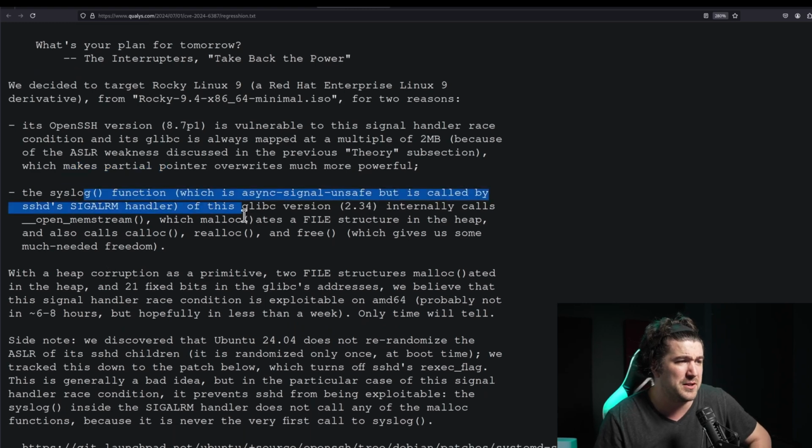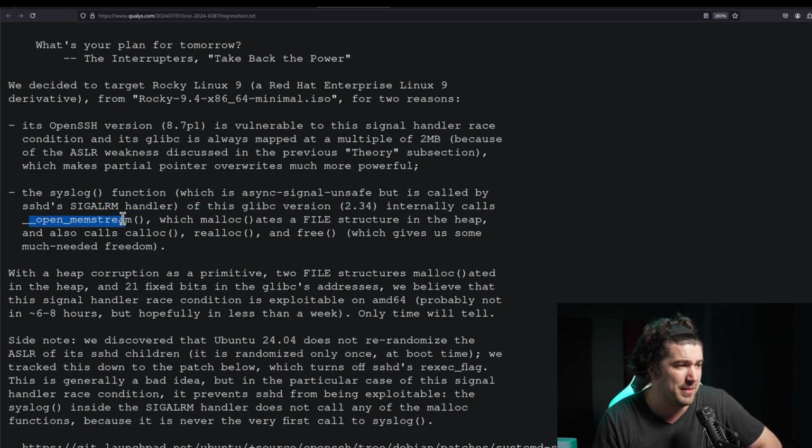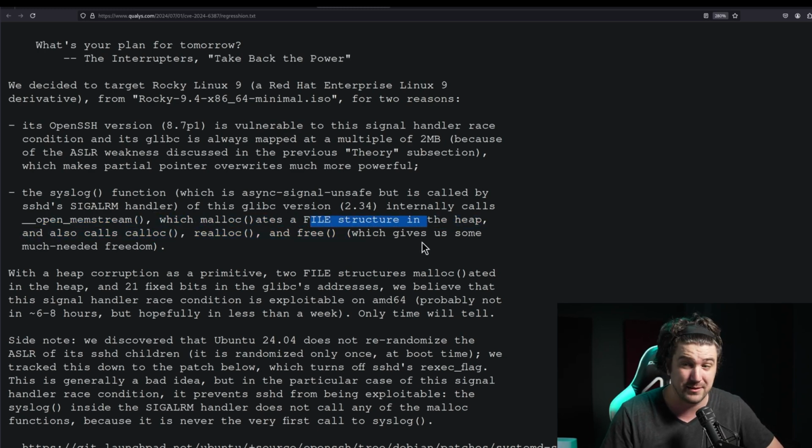discussed in the previous theory subsection, which makes partial pointer overwrites much more powerful. The syslog function, which is async-signal-unsafe, but is called by SSHD's SIGALRM handler of this glibc version, internally calls open_memstream, which mallocs a file structure in the heap. These file structures in the heap are killing us.